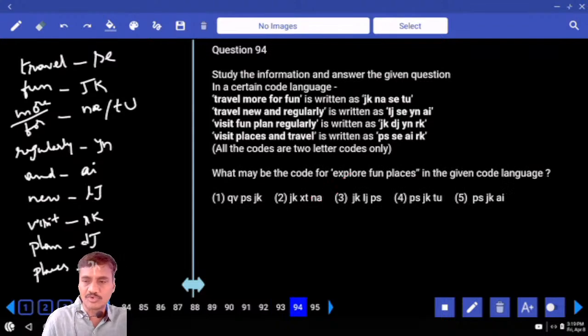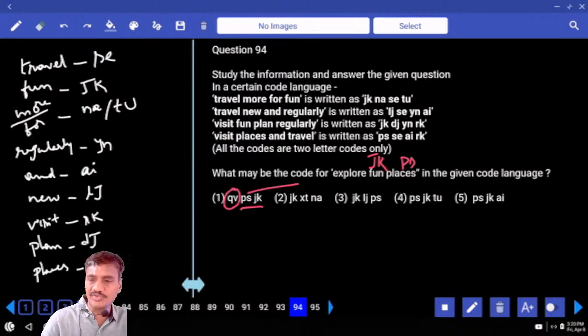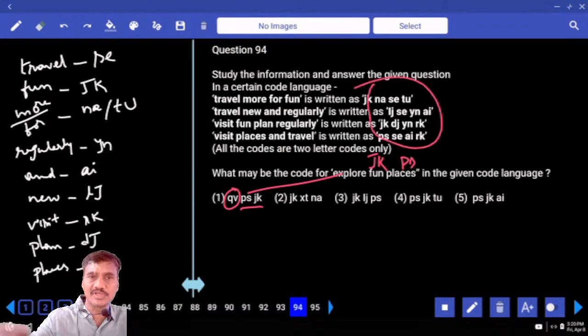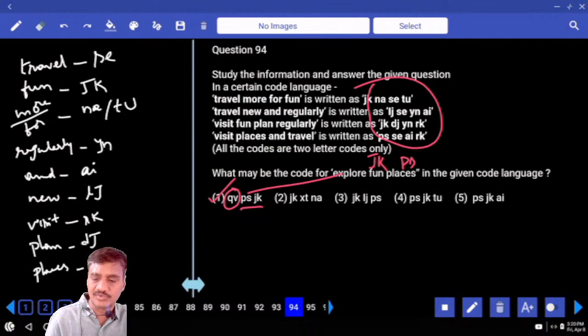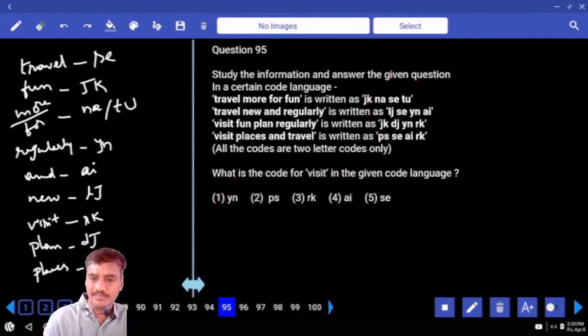And what may be the code for explore fun places? Explore is not given anywhere here. Fun and places. The code for fun is JK. And the code for places is PS. And JK, PS must be there. And QV. Now tell me whether QV can be the code to the word explore or not. QV is not given as the code for any word. Hence QV can be the code to this one, choice 1. Then coming to 95, what is the code for widget? The code for widget is RK, choice 3.